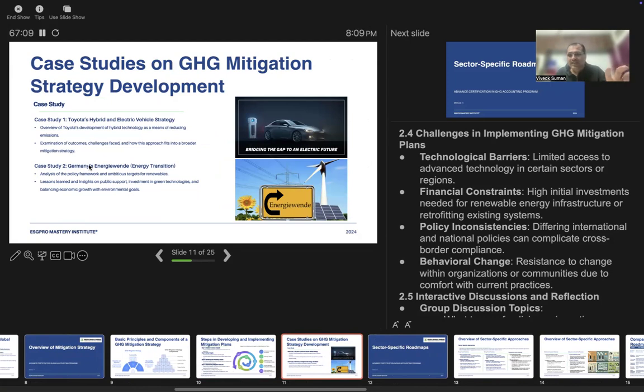So there are two case studies you are required to understand. One is for government policy, specifically for companies in energy generation, specifically Germany's Energiewende company.